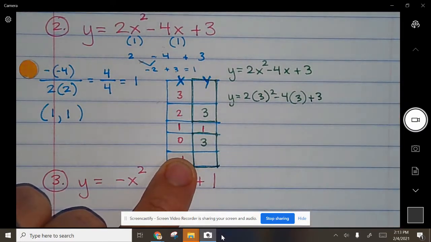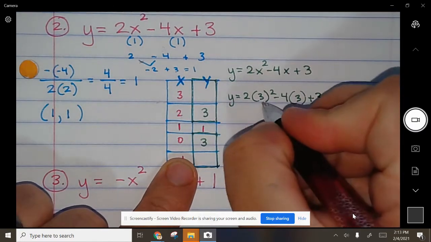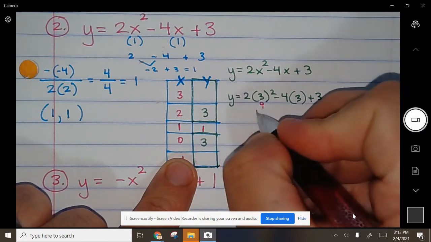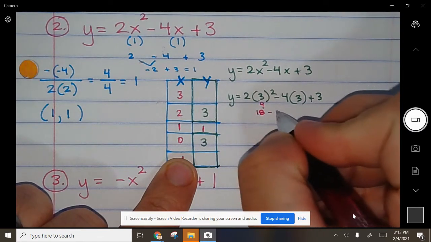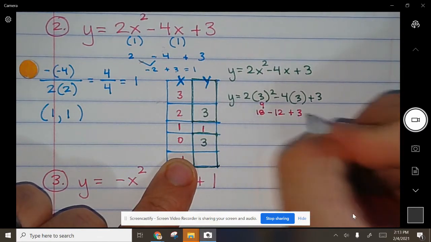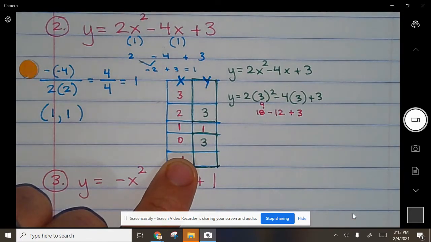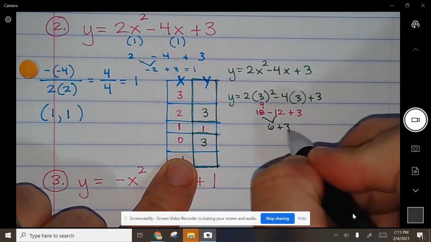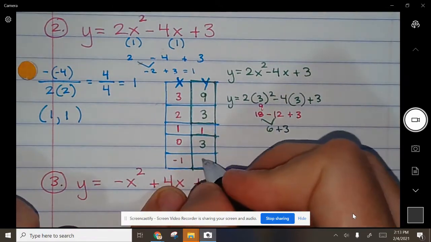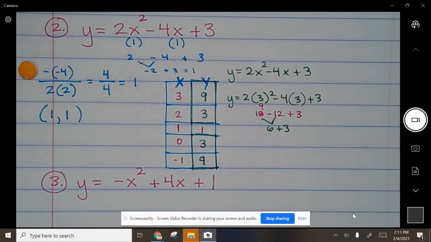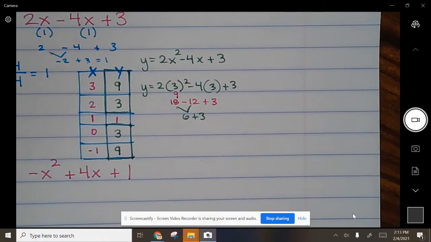All right? So 3 squared is going to be 9. 9 times 2 is 18. Negative 4, that's going to be negative 12 plus 3. This is going to be 6 plus 3. All right. Let me make sure that's all good. Sometimes I make mistakes. Here we go.